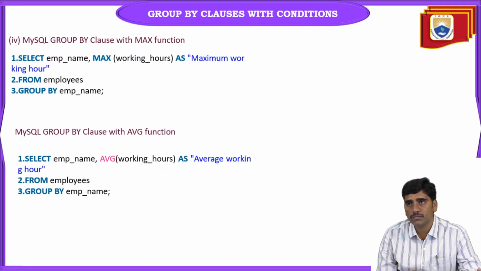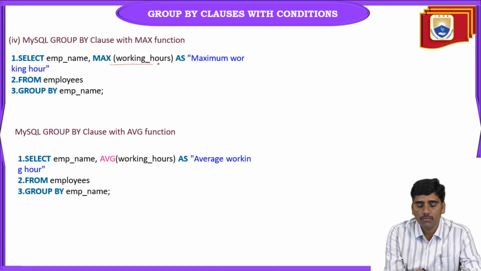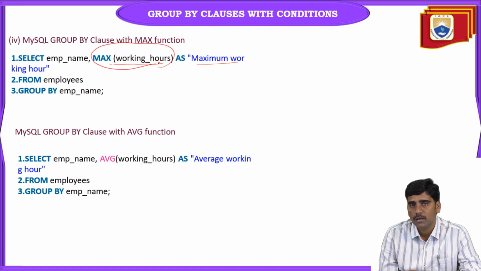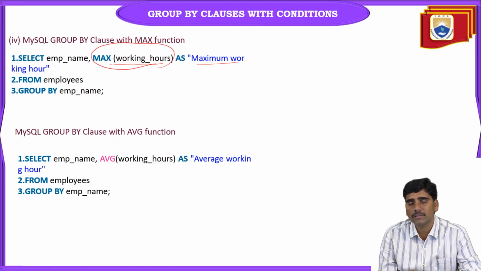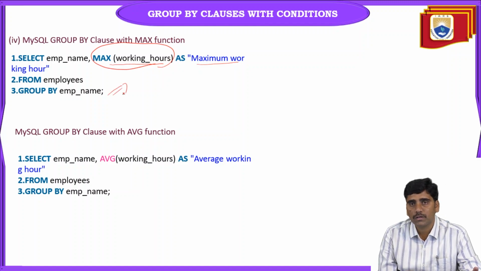MySQL group by clause with the maximum function. So select employee name, comma, maximum of working hours as maximum working hours. That means counting all the working hours. Among all of that, whoever has the maximum working hours will be displayed in the maximum working hour column of the employees. Whoever has worked more hours will be displayed.